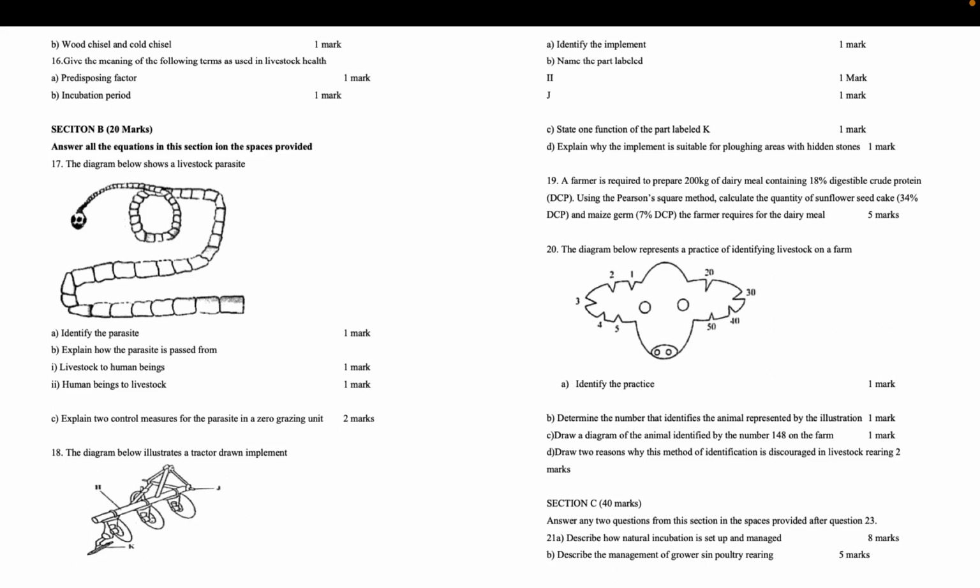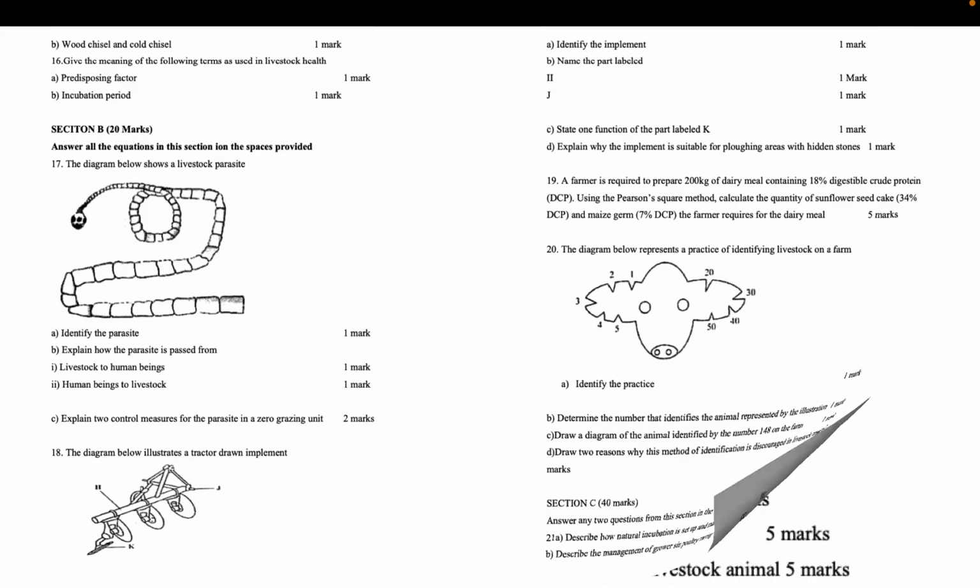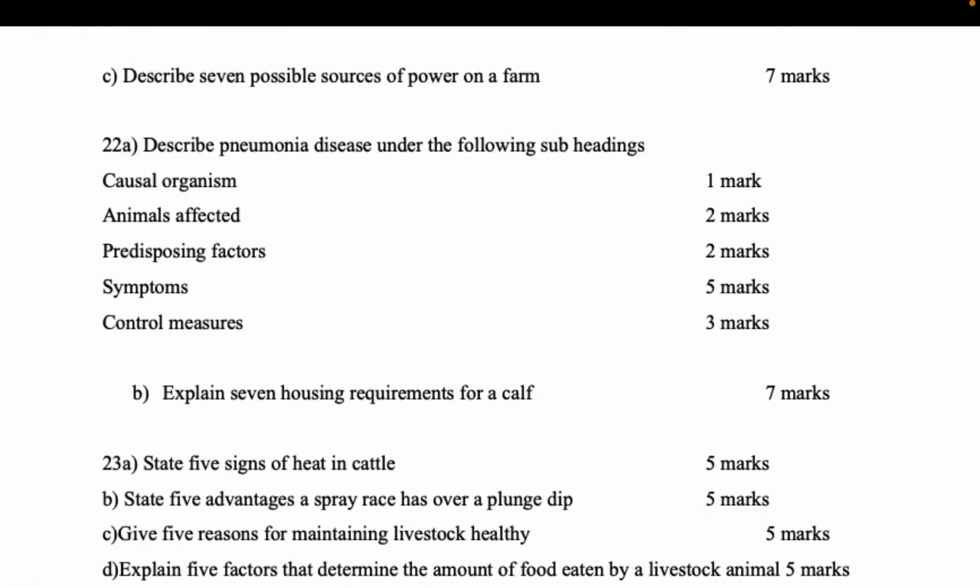Section C, 40 marks. Answer any 2 questions from this section in the spaces provided after question 23. 21A. Describe how natural incubation is set up and managed. 8 marks. B. Describe the management of growers in poultry rearing. 5 marks. C. Describe 7 possible sources of power on a farm. 7 marks.